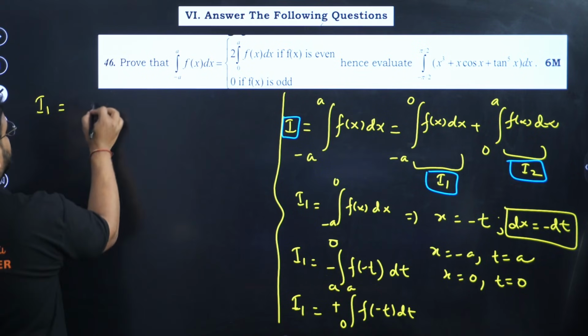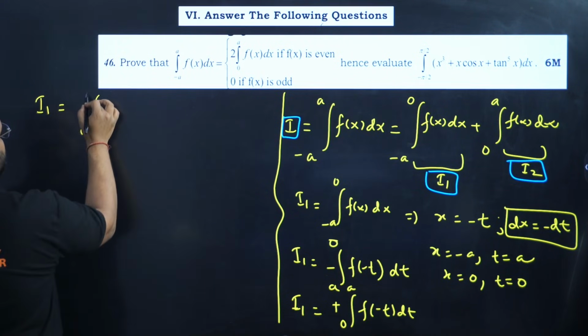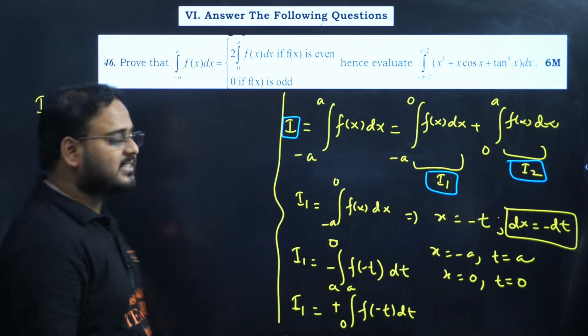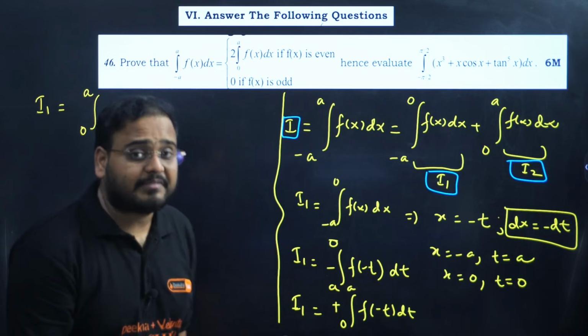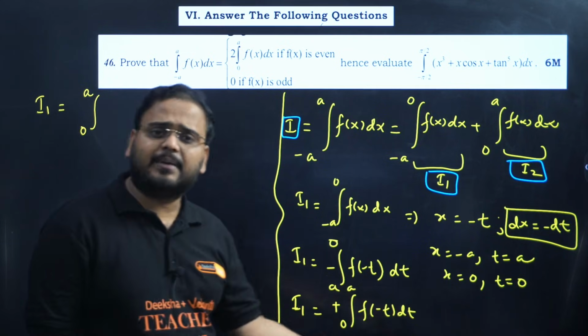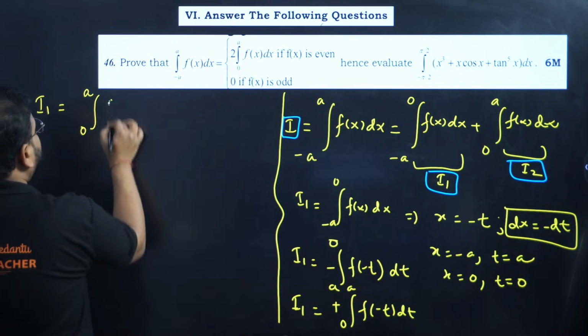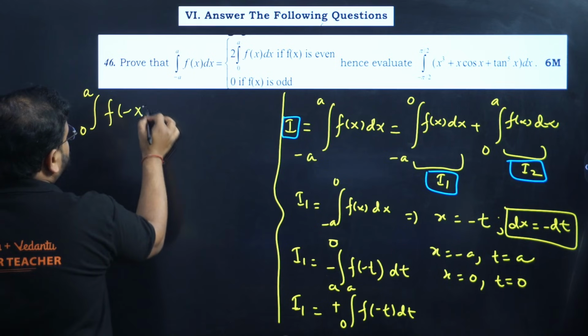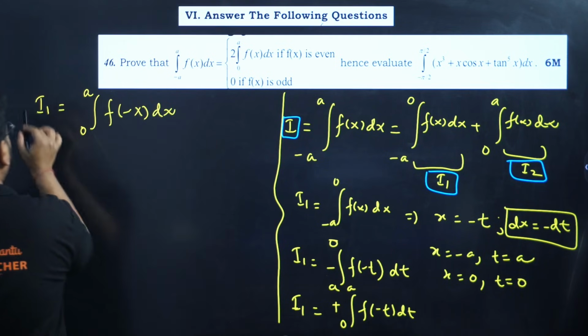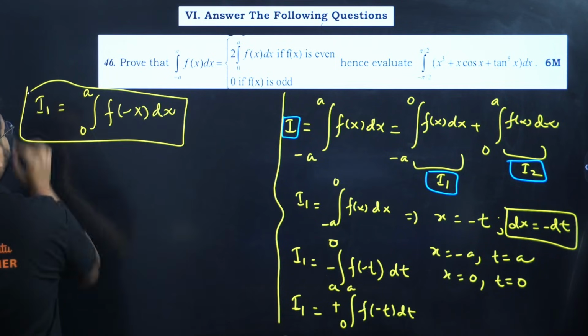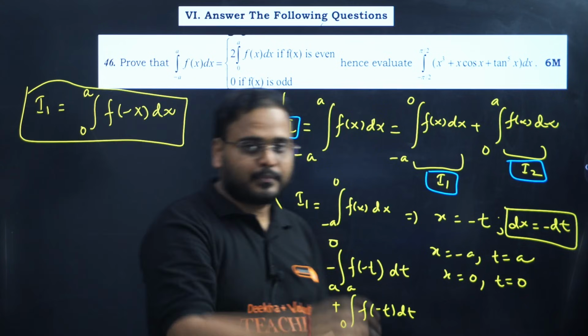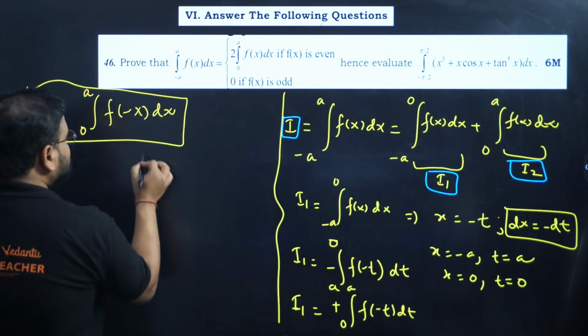I1 is what? So 0 to a is there, and instead of writing f of minus t, I can use another property of definite integral to change the variable anytime under the same limit. So f of minus t can be written as f of minus x and dx. This is my I1 now. Now check. In this we have two forms.